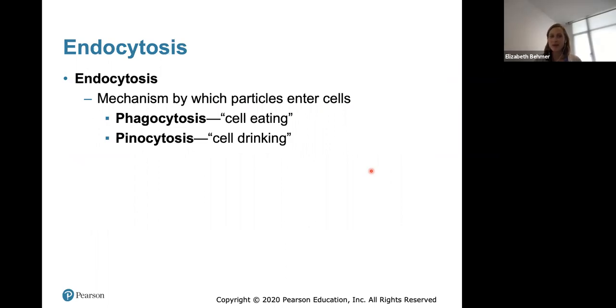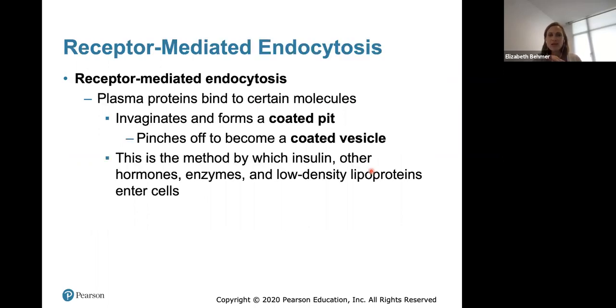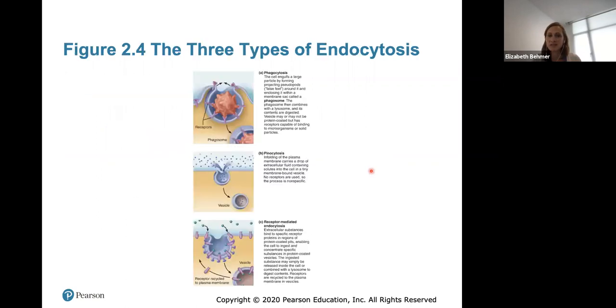Endocytosis is a mechanism by which particles can enter your cells through phagocytosis, cell eating larger solid particles, or pinocytosis, which means cell drinking, anything that's a fluid or liquid. Receptor-mediated endocytosis is where the plasma membrane proteins will bind to certain molecules. It will make kind of a coating, a pit that forms the vesicle, and this will be taken into the cell. And this is how insulin, some hormones, enzymes, and low-density lipoproteins enter your cells.